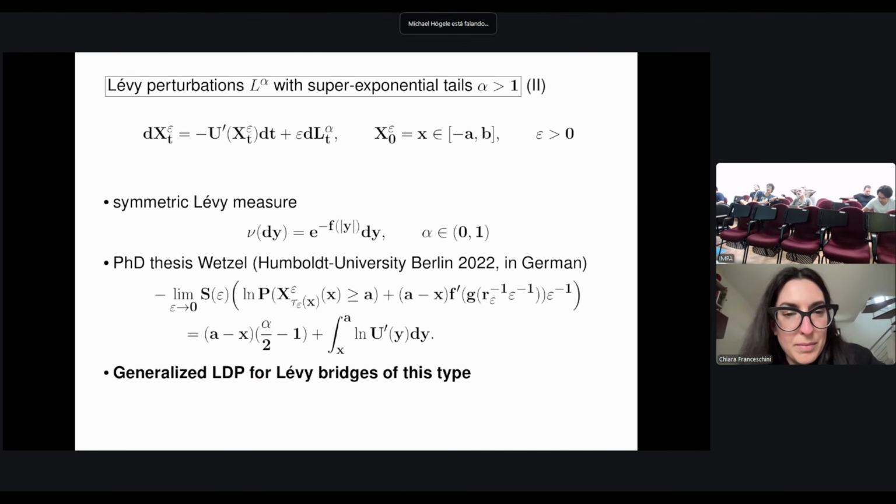So, coming to this point, this is the reason why generalized LDPs for Lévy bridges are important. They come here in order to prove finer results for first exit times in super-exponential cases and in higher dimensions. So you would not know where they come from, and these are the reasons. He showed this in his PhD thesis.